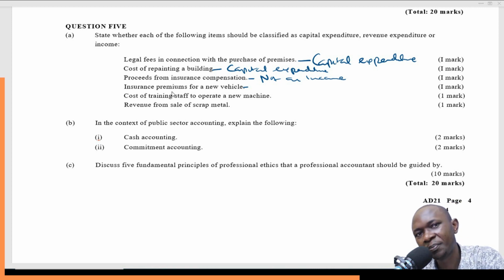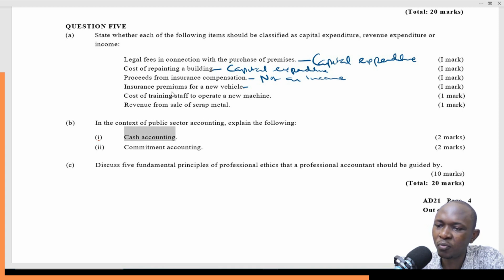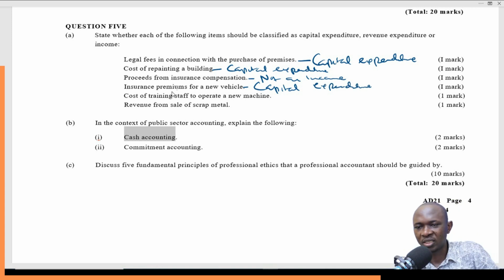The subsequent premiums, those ones will be revenue expenditures. So the first insurance premium that you are going to pay, basically that one will be to put the vehicle into use, or into a usable condition. That one will be capitalized. So this will also be a capital expenditure, because we are basically putting that vehicle into use for the first time. Without paying for that insurance, that vehicle may not be in a state that can be used.